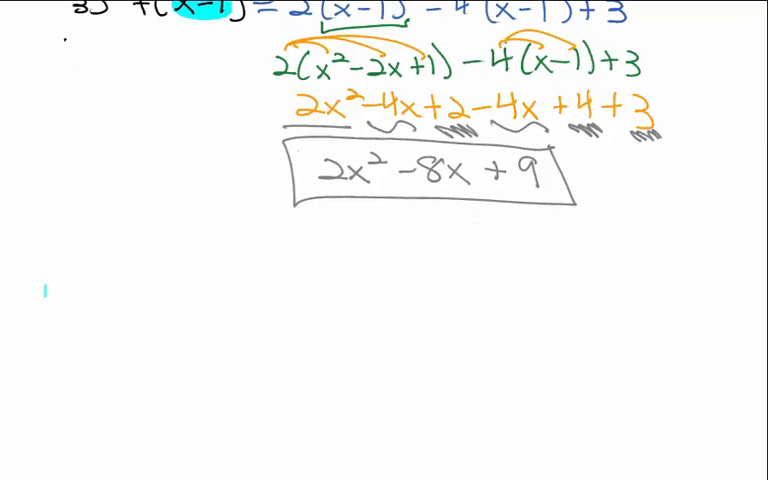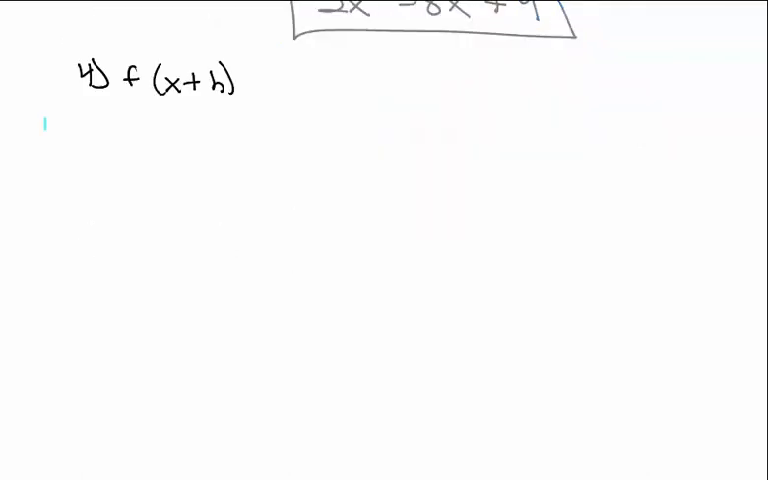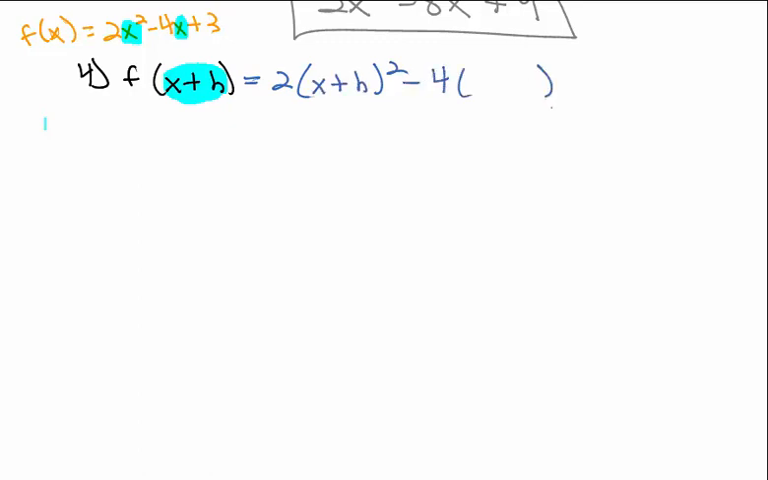Let's do one last of these. Let's find f of x plus h. We can also have several variables going on. And again, the function we were talking about was f of x equals 2x squared minus 4x plus 3. And so again, we're going to take the x plus h, and it's going to go into each of the x's. So we have 2 times stuff squared. That stuff is x plus h. Minus 4 times stuff. That stuff is x plus h. Plus 3.